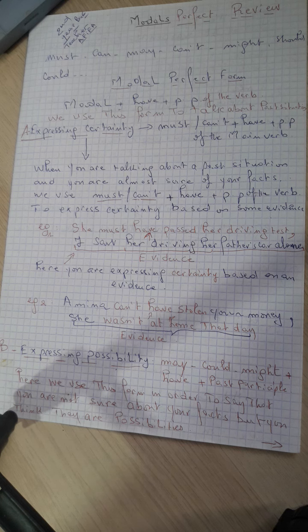The second example is: Amina can't have stolen your money. So you are sure here that Amina hasn't stolen your money. How are you sure? The evidence is that Amina was not at home that day. Another thing that I want you to pay attention to is the tense of the verbs. The tense here is the past. It means that we are talking about a past situation, and this is the modal perfect. I use the modal perfect to talk about past situations.